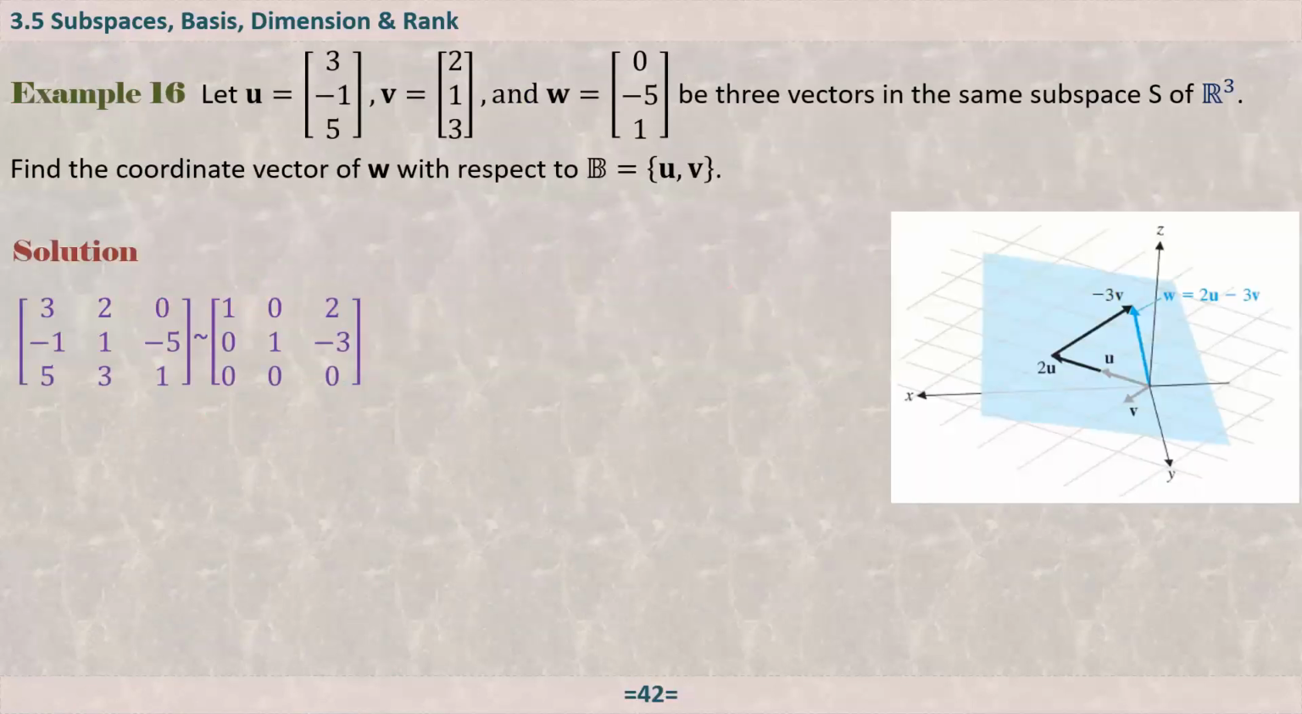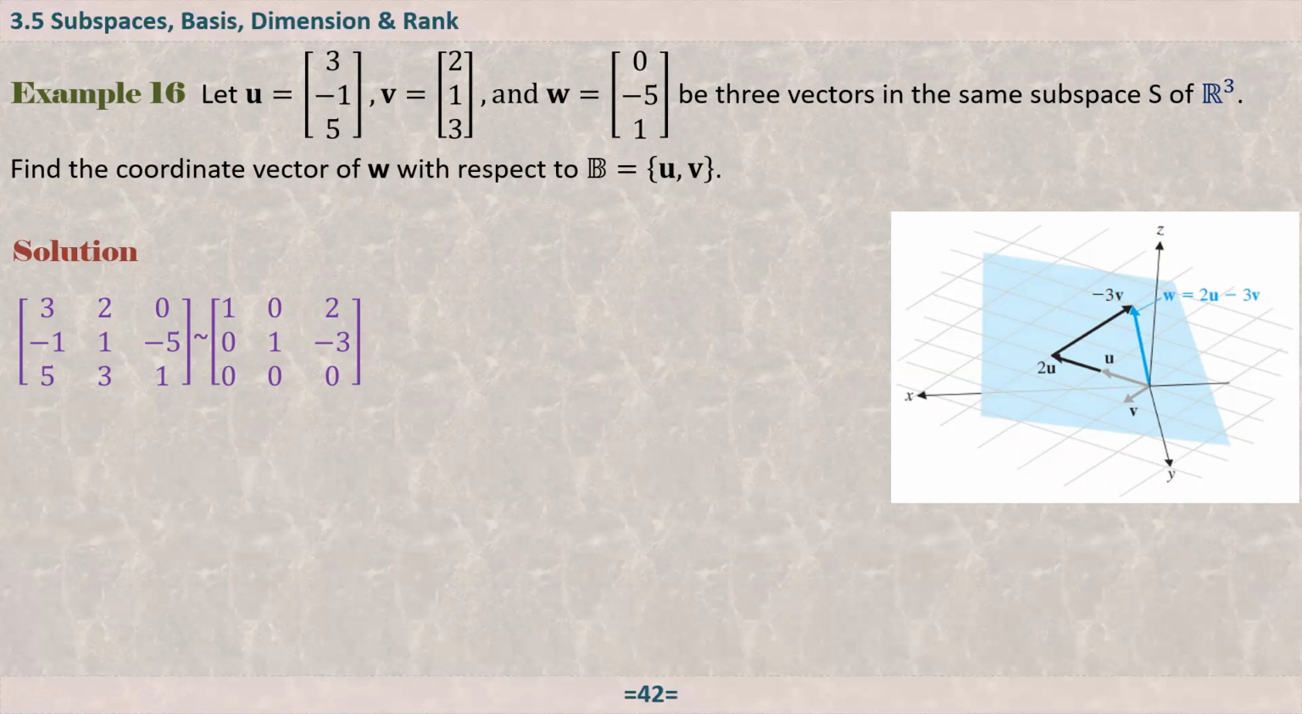Okay. Another example: let U be (3, -1, 5), V be (2, 1, 3), and W be (0, -5, 1). These are 3 vectors in the same subspace S of R3. But we don't know actually, are they dependent or independent? Find the coordinate vector of W with respect to this basis.